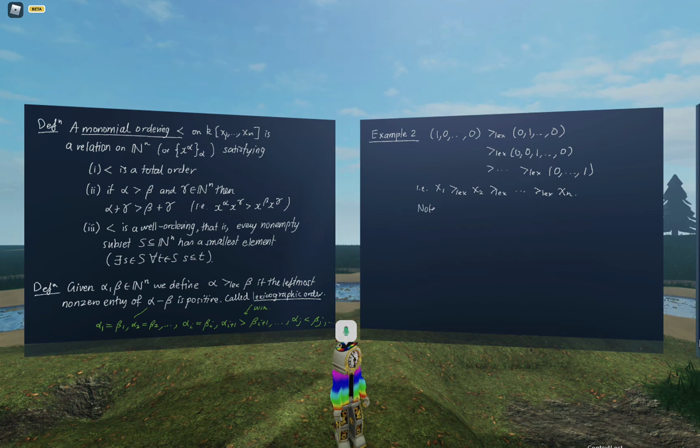I want to emphasize that x1 beats any power of x2. x1 is not impressed by a strong effort in exponents in any later variable. It doesn't matter. As long as there's a single x1, it beats anything that involves smaller variables.